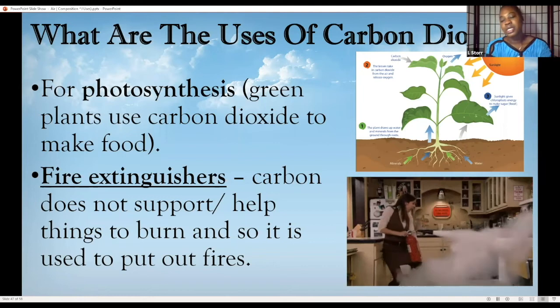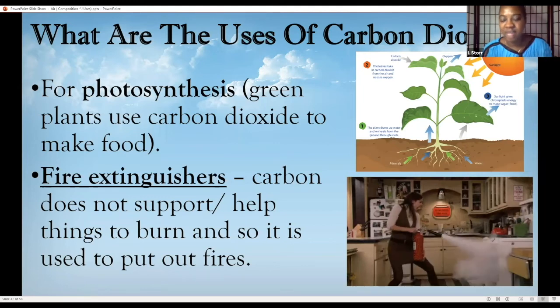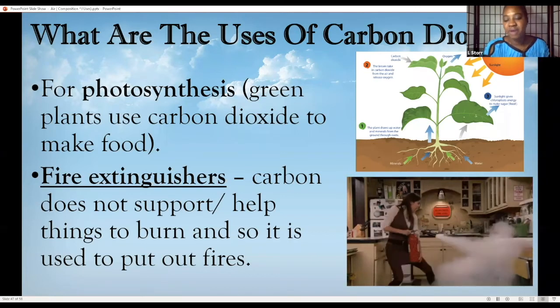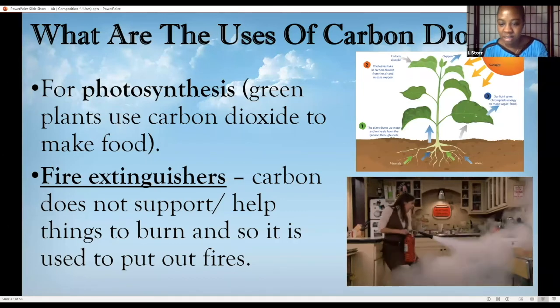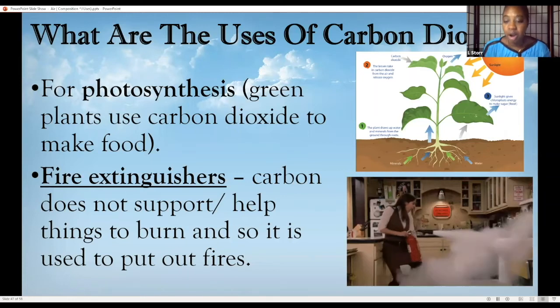Animals also need oxygen. So they would take in the oxygen we give out. We give out a lower percentage of oxygen than we take in. We take in about 21% and we give out about 16%. So we use up some of that oxygen and we actually produce more carbon dioxide when we breathe out.